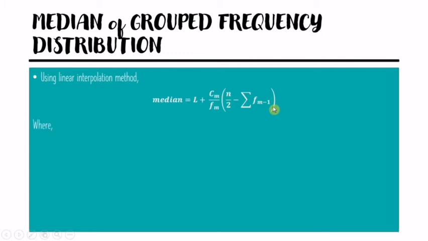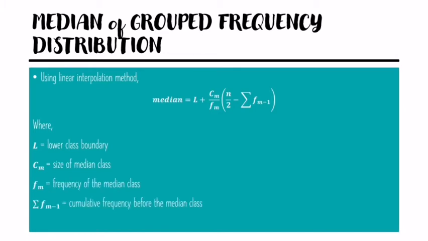So what is L? L is the lower class boundary. Cm is the size of the median class. Fm is the frequency of the median class. Summation of Fm minus 1 is actually the cumulative frequency before the median class. And n is the total frequency. Let's see the example for us to understand. Example 2.07: find the median of the following data.